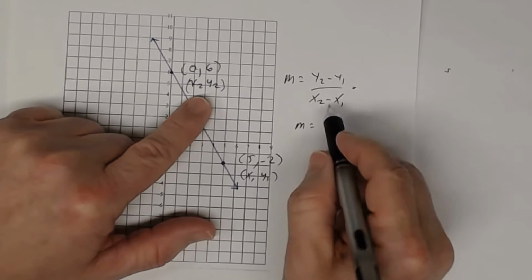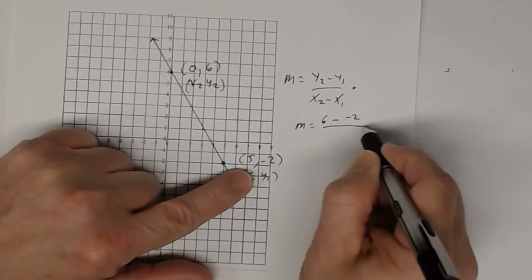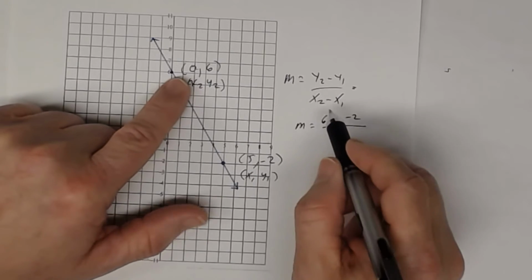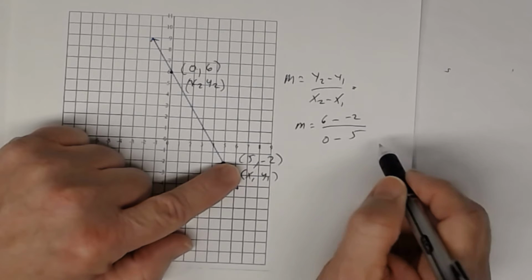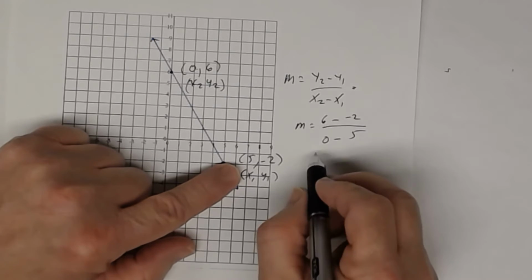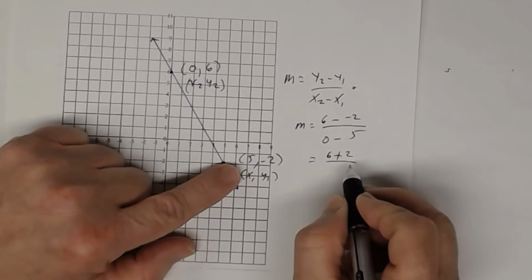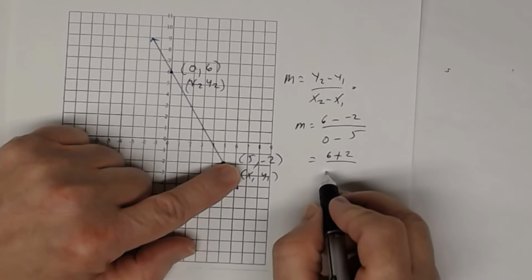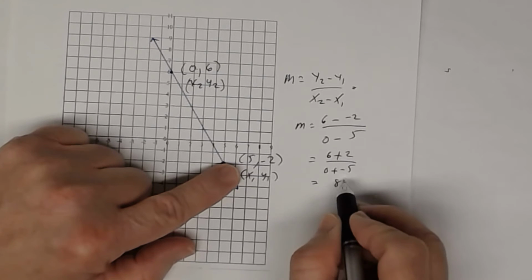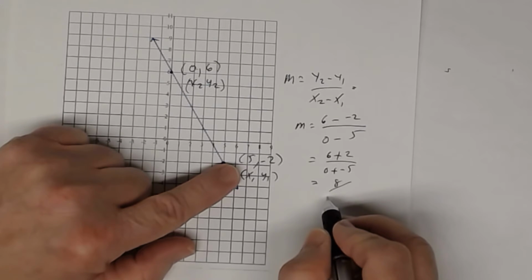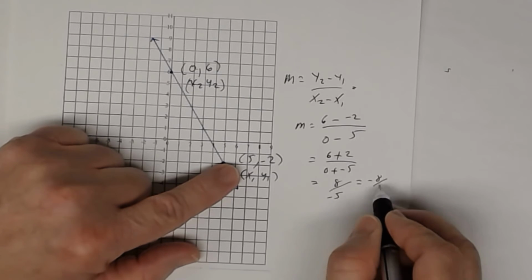So y2 is 6, subtract y1, which is -2, divided by x2, which is 0, subtract x1, which is 5, right? And so 6 subtract a negative 2 means 6 plus the opposite of negative 2, which is positive 2. 0 subtract negative 5 means 0 plus a negative 5. So I get 6 plus 2 is 8, and then 0 plus negative 5 is a negative 5. So I'm going to write this as negative 8 fifths.